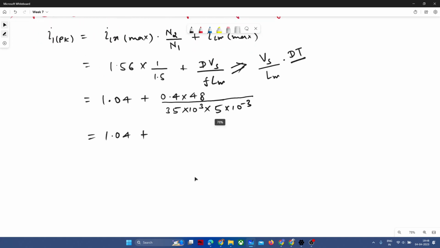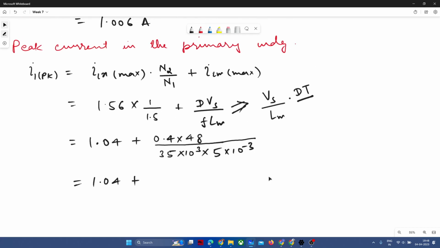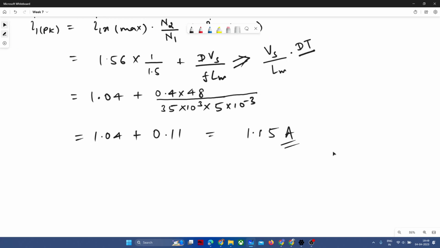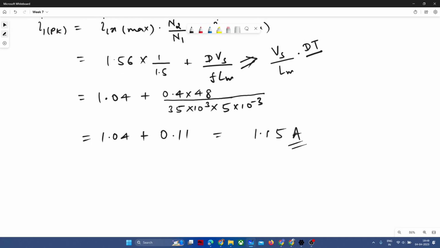So let me compute the second term. That is 0.4 into 48, which gives 0.11. I will take it as 0.11 and it will come out to be 1.15 ampere. Am I right? Yes, so it is correct, 1.15 ampere. I hope it is clear.